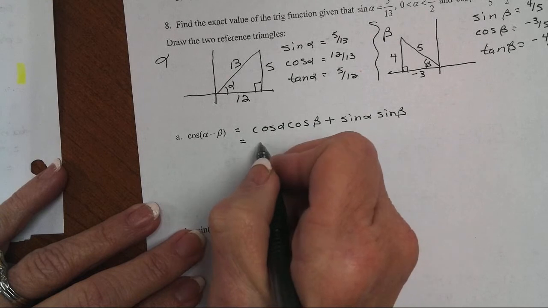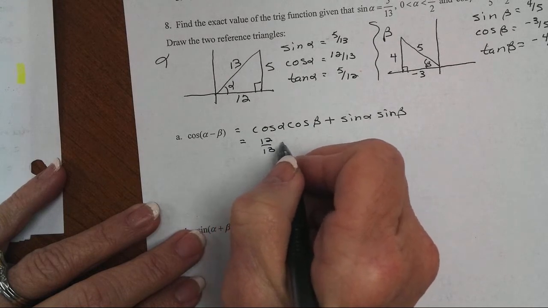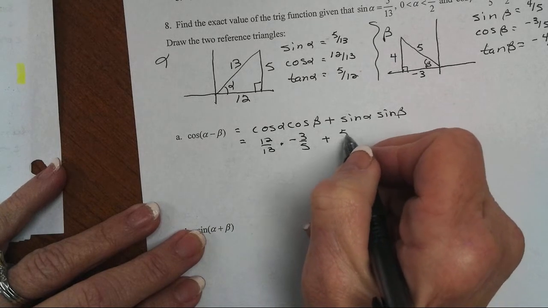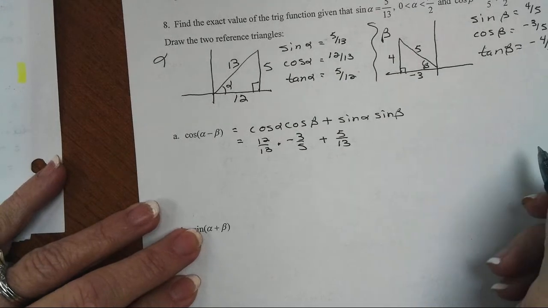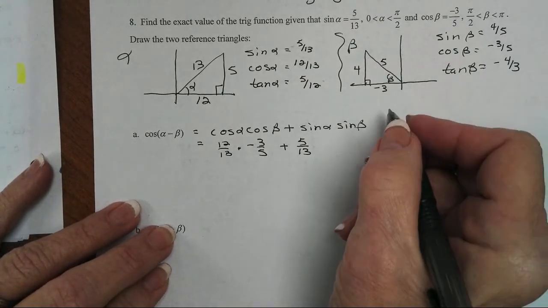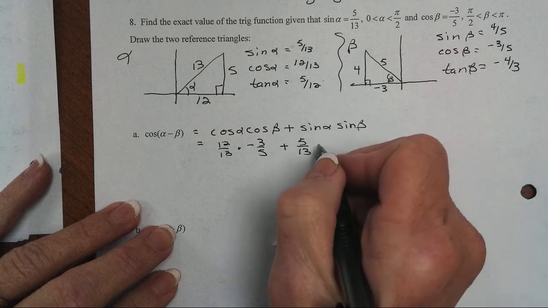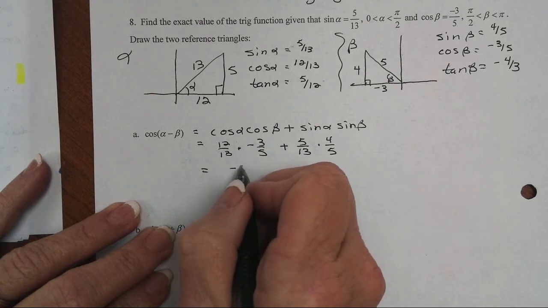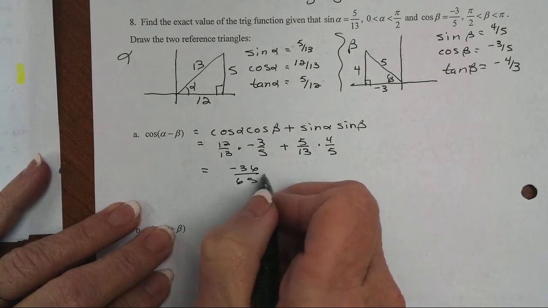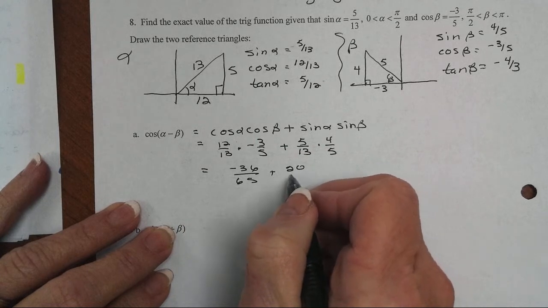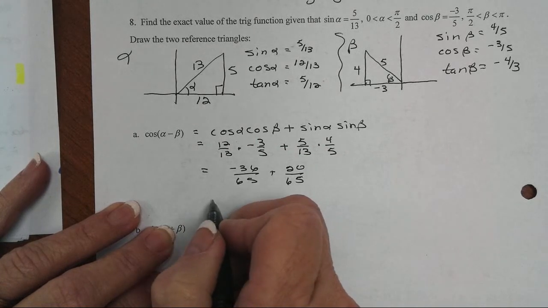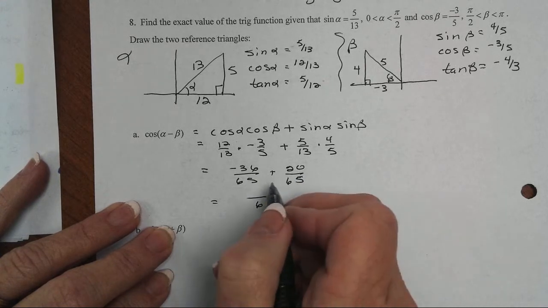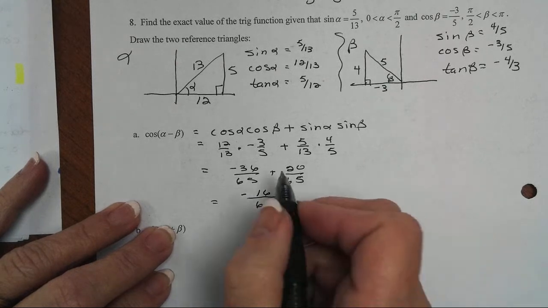And then you're going to fill in. So we get 12 13ths times negative 3/5, and we're going to add 5 13ths. I'm just looking up here at the values I've been given, or I figured out earlier, times 4/5. When we simplify that, multiply, we get negative 36 over 65 plus 20 over 65. I'm going to write it as one fraction. Negative 36 plus 20 over 65. That's actually negative 16 over 65. So there it is.